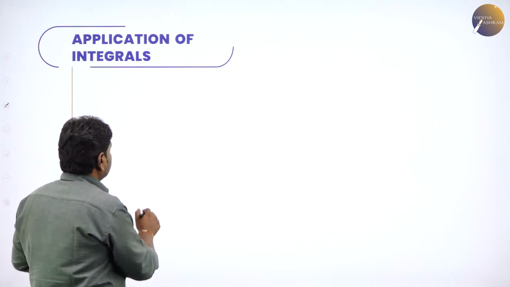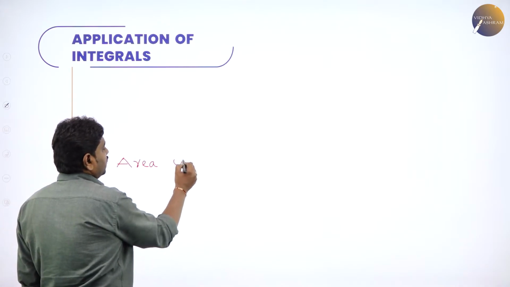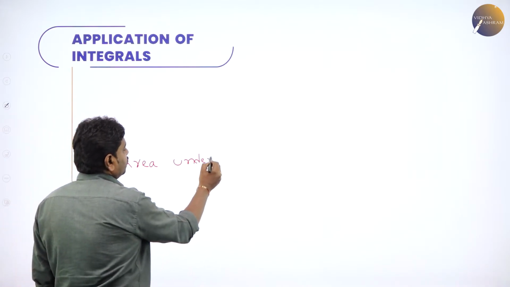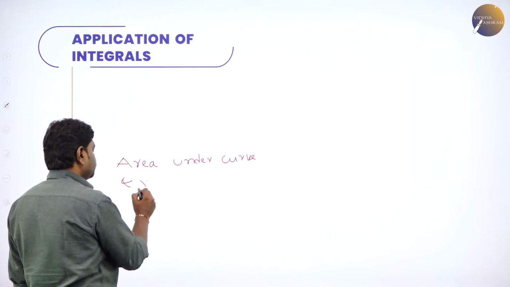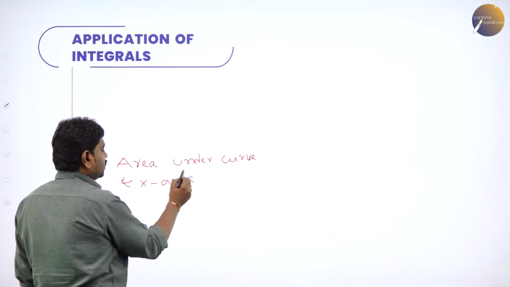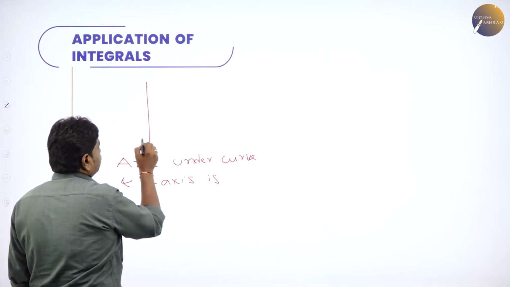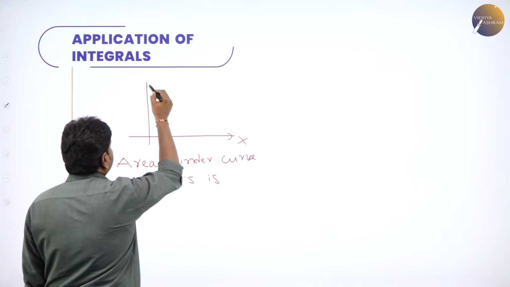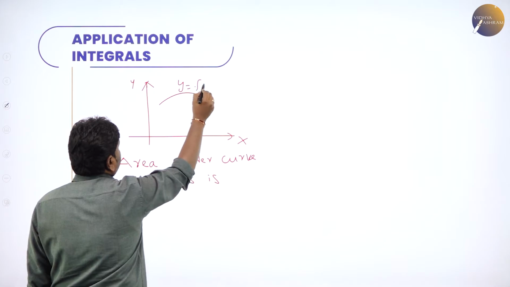The basic is simple. Area under the curve and x-axis. Area under curve, and what axis? The x-axis. So we will take a curve. This is the x-axis, this is the y-axis, and this is a curve. So, the curve name is y is equal to f of x.